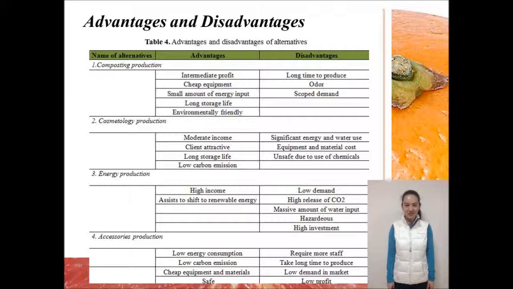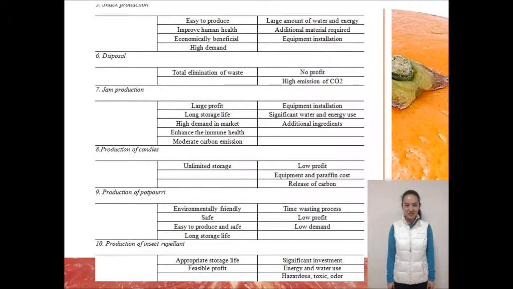Snack production. It's one of the famous ways of using orange peels. Snacks could be made even in domestic conditions with limited resources. It's easy to produce, also beneficial for human health, eco-friendly, and highly demanded. The disadvantages occur only on an industrial scale, which include a large amount of water and energy consumption, additional material required, and equipment installation.